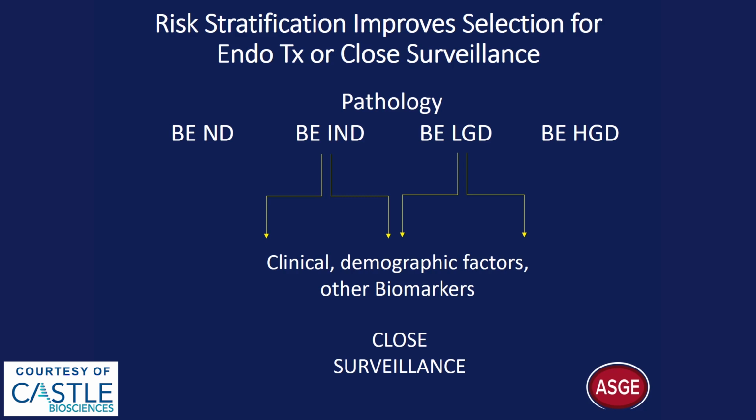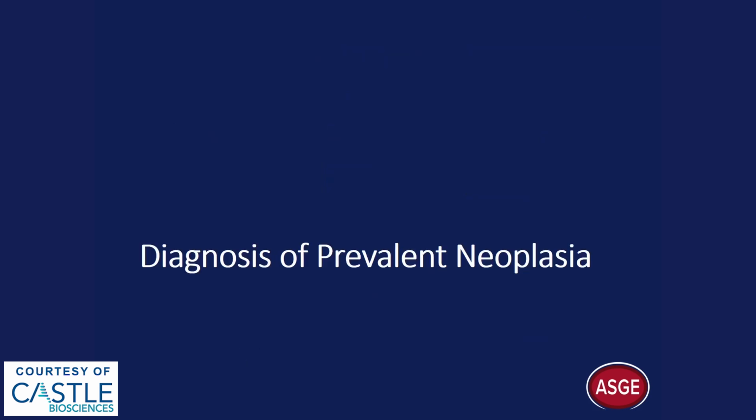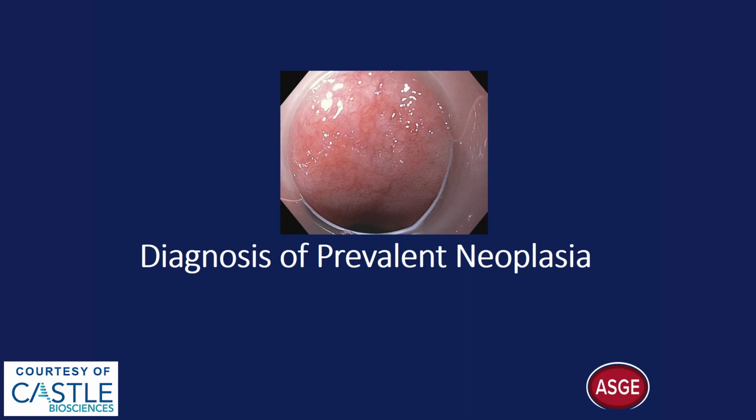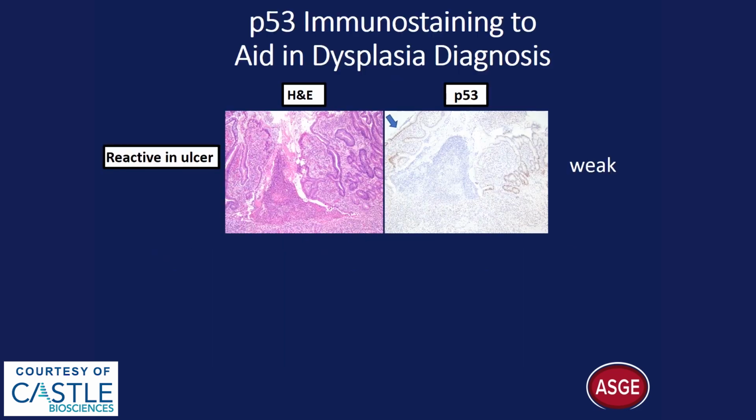We can use clinical demographic factors and biomarkers to decide if patients just need close surveillance, endoscopic therapy, or routine surveillance. For example, the diagnosis of prevalent neoplasia can be made in H&E stains of slides from the Barrett's esophagus.